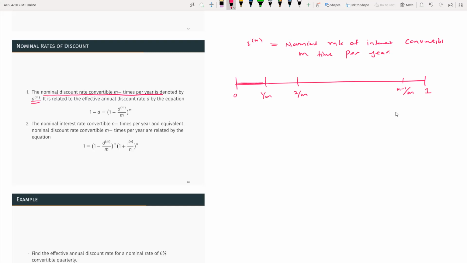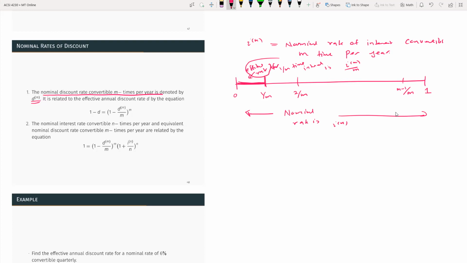Then for this one small interval, the effective rate for a 1 over M time interval is I^(M) divided by M. That's what that means. For a small subinterval, the effective rate is I^(M)/M. Then for the entire unit time interval, the nominal rate is I^(M). Just refresh your memory from last lesson.